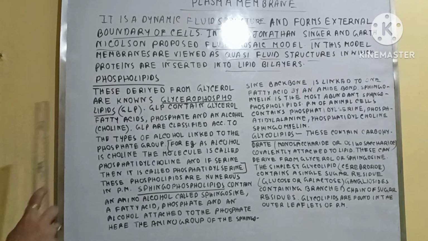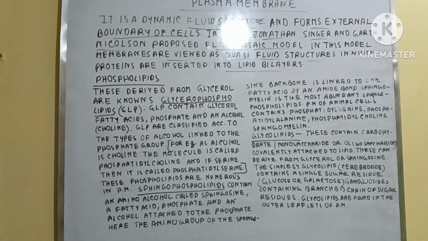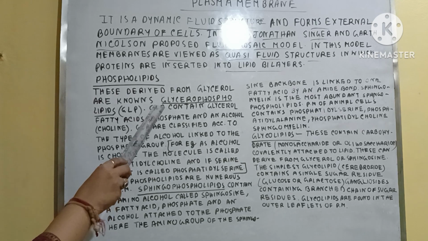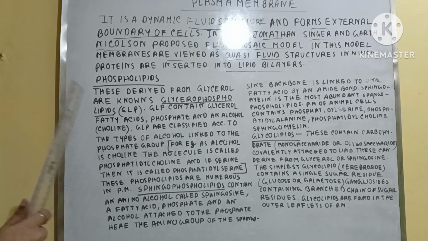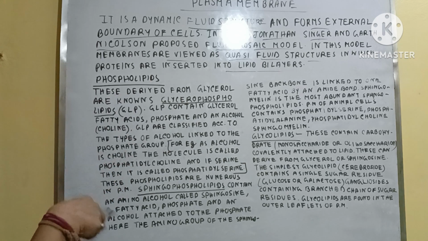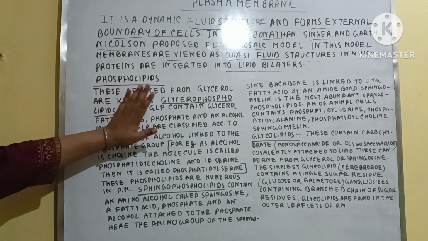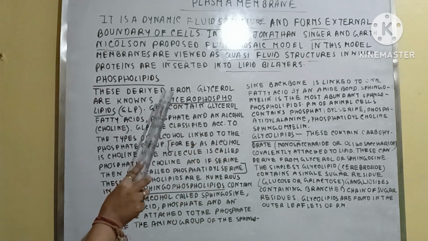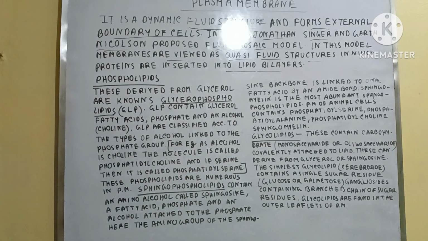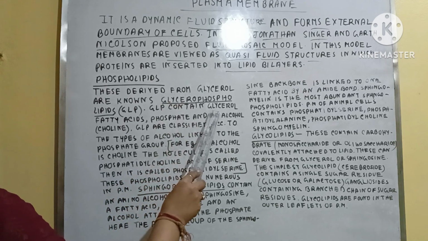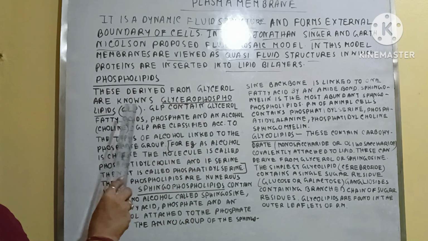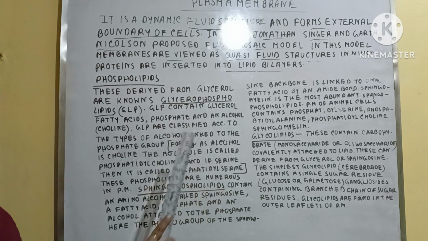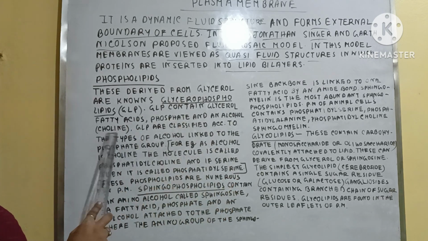So phospholipids, generally these are derived from glycerol, and these are known as the glycerophospholipids. I have given a short name, GLP, for writing easily. These glycerophospholipids contain one glycerol, fatty acids, phosphate and an alcohol, and this alcohol may be choline.